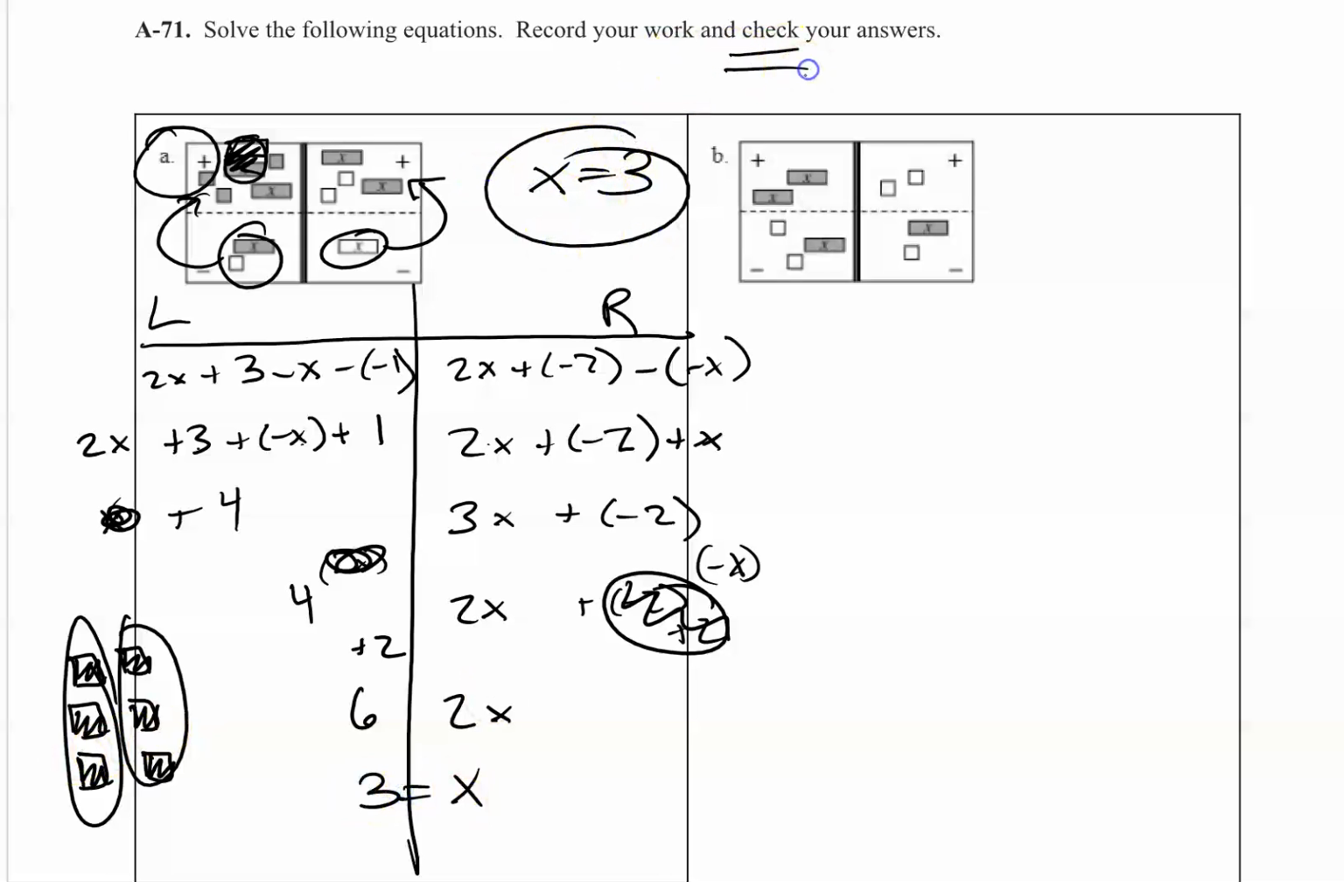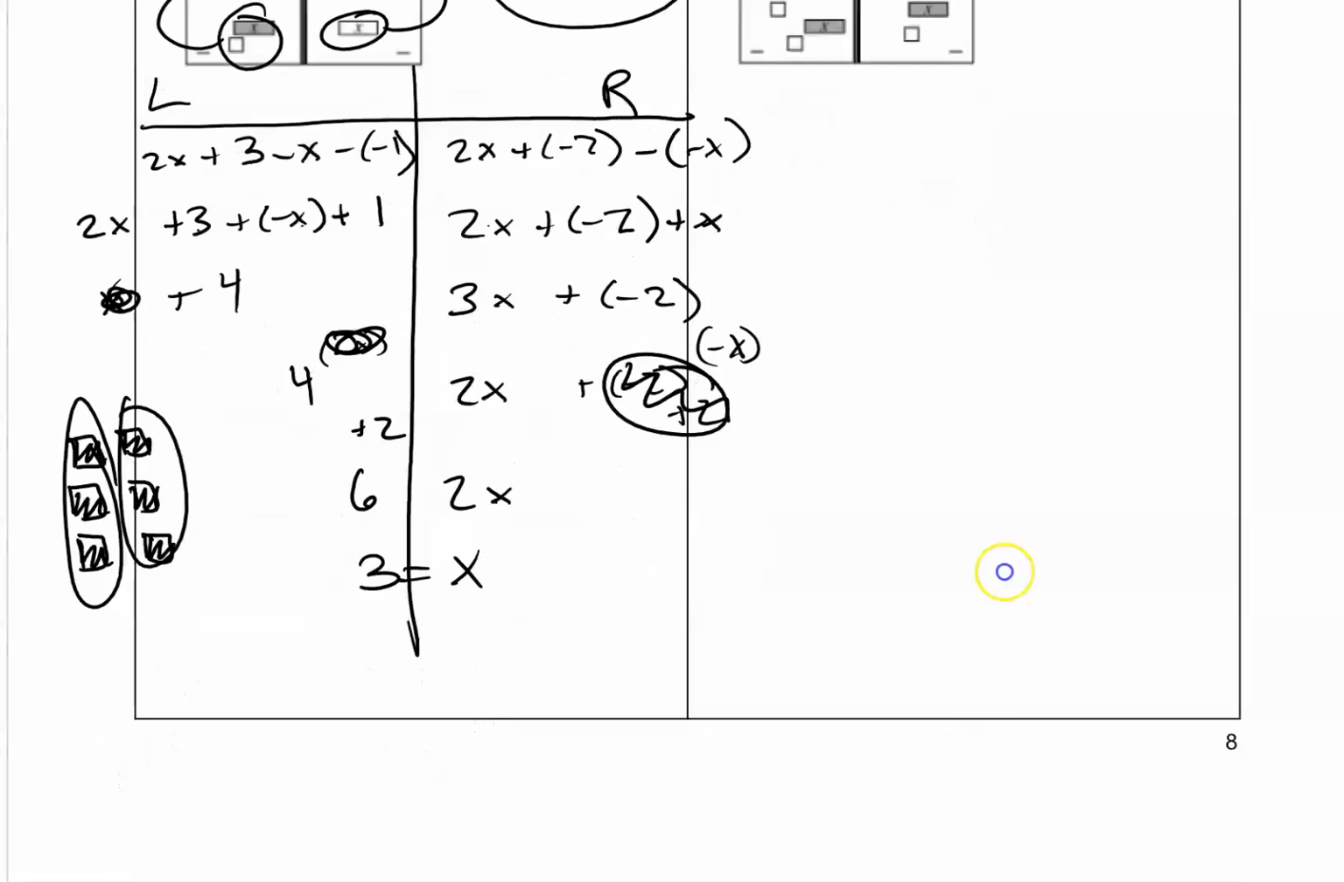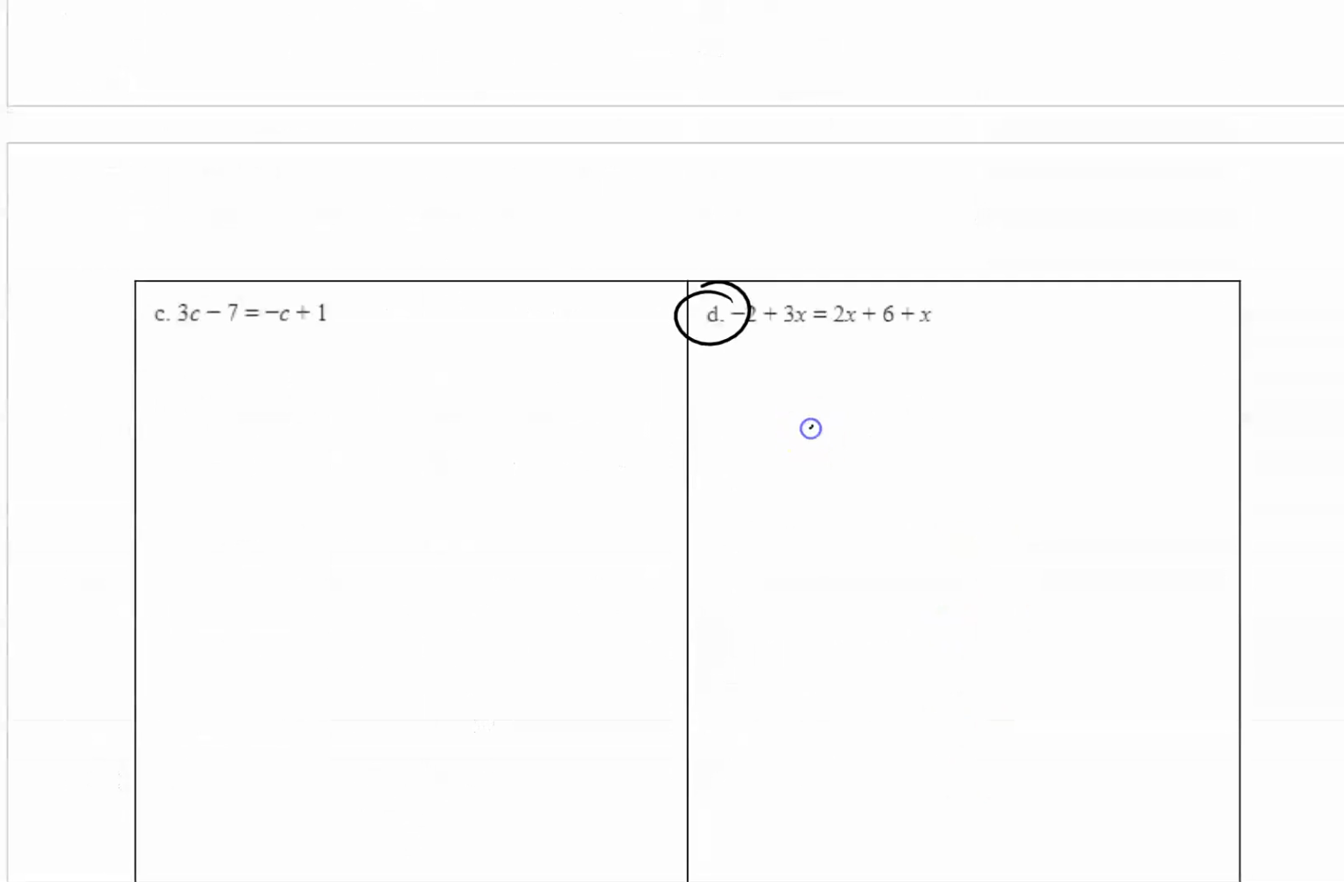And it says to check. It's kind of hard to check with algebra tiles unless you have the mat in front of you. So I'll avoid checking on this one, and you can too. I am going to check my answer for D though.